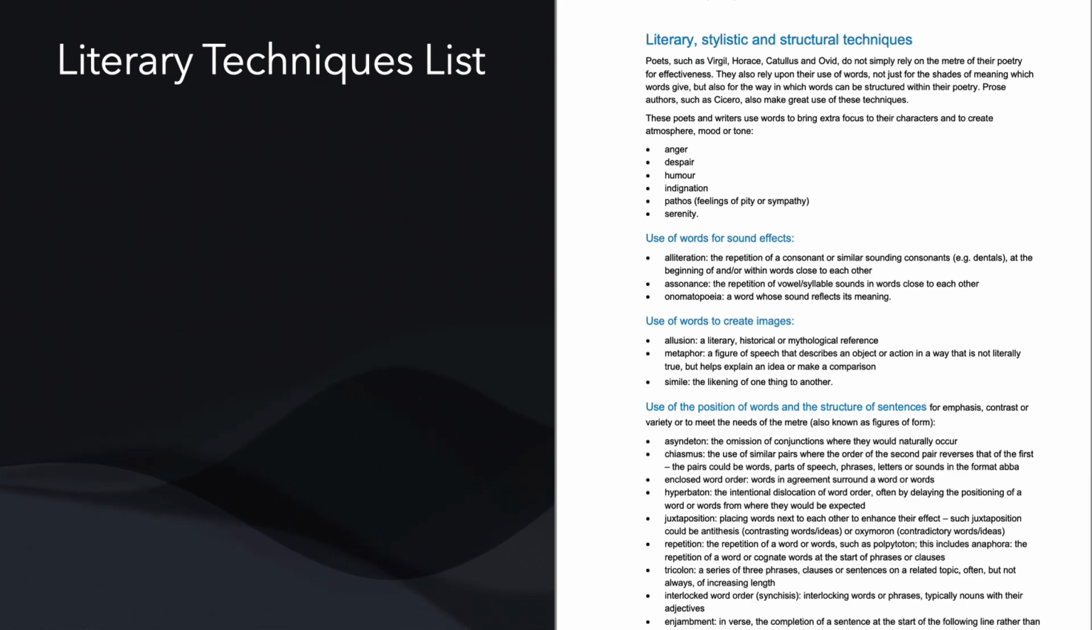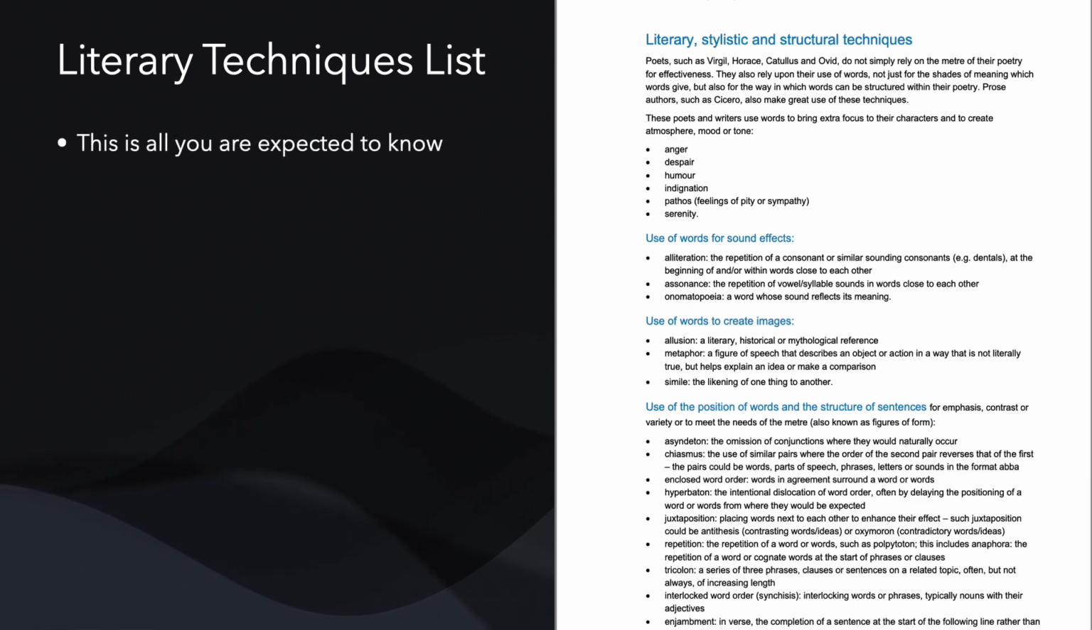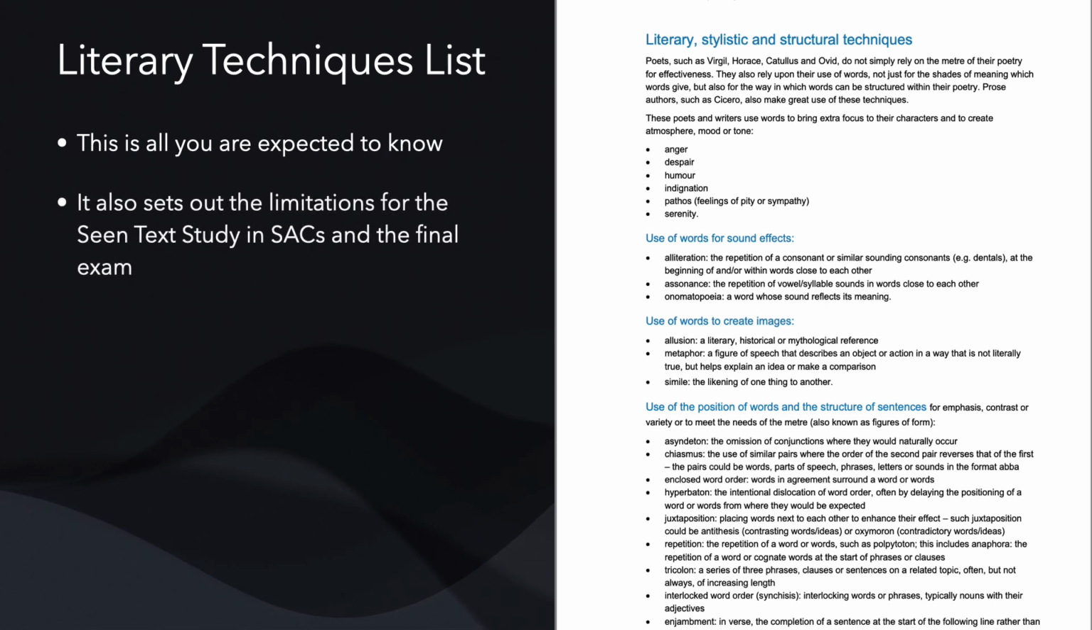But there's also going to be lots of ones which are completely new. Chiasmus, hyperbaton, polyptoton, there's a ton of them. This is the list which you're expected to know. The good thing is it sets out the limitations for the set text study in your SAC and the final exam. Now, this is good because there are actually a ton more of these literary techniques which they could include, but this makes it a bit finite. So this is a finite list that you need to know.